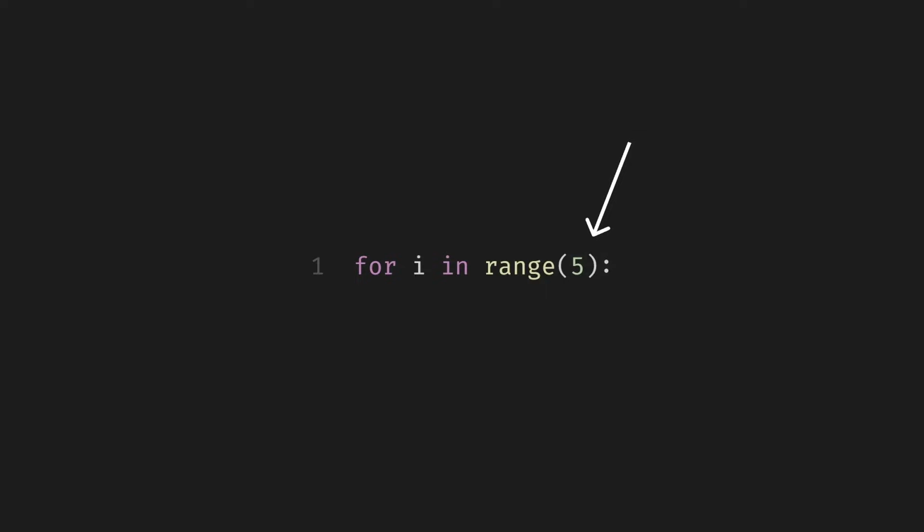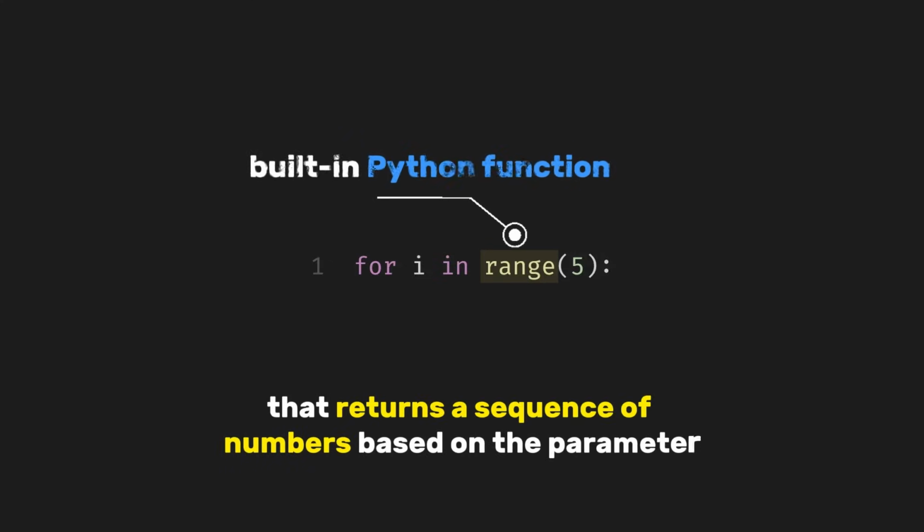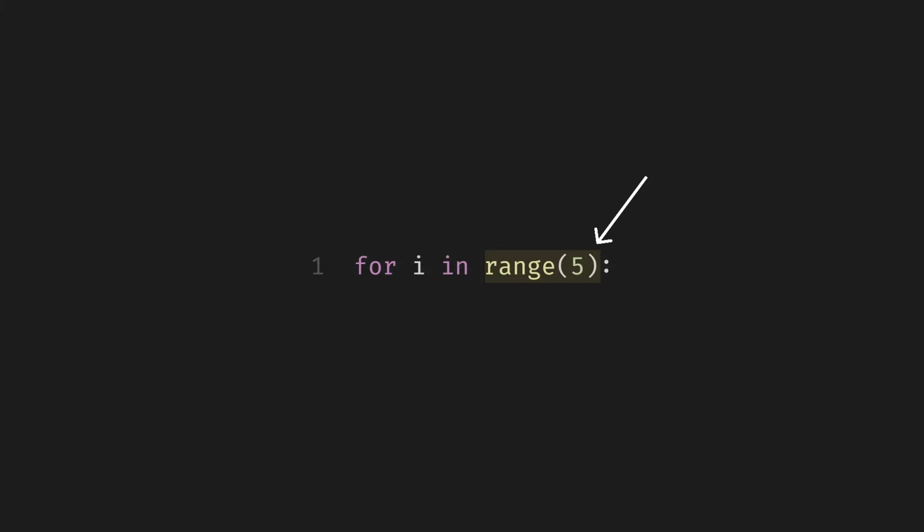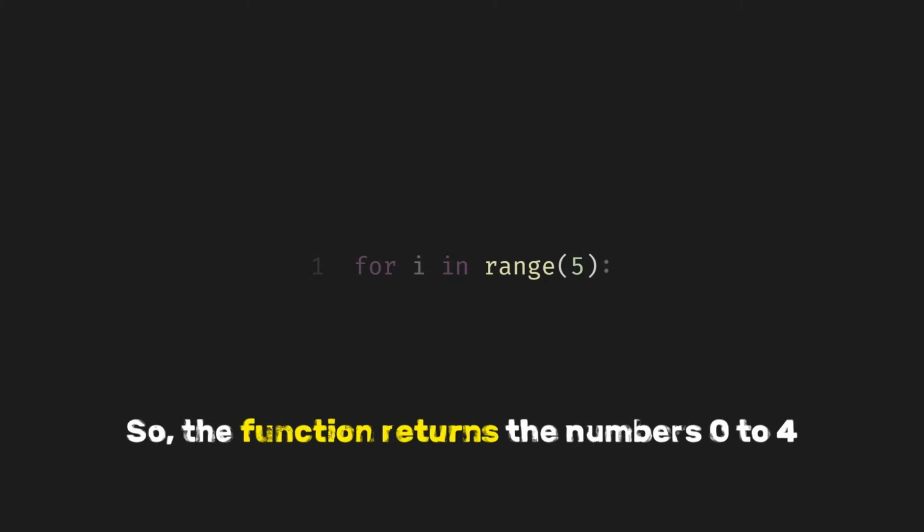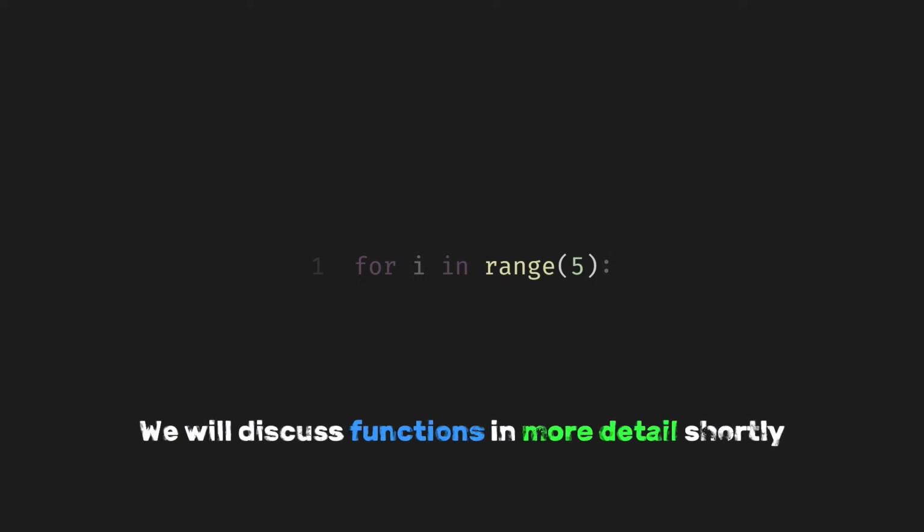Then we have in range with the value of 5. Range is a built-in Python function that returns a sequence of numbers based on the parameter, in this case 5. It's exclusive, meaning the number 5 itself is not included in the sequence. So the function returns the numbers 0 to 4. We will discuss functions in more detail shortly.